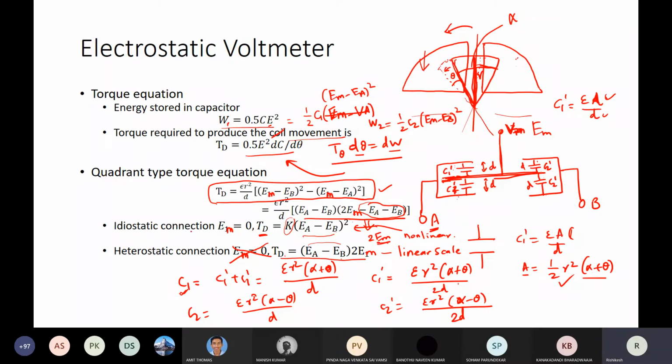The limitation associated with idiostatic is that the scale is non-linear, because similar to our electrodynamic instrument and moving iron instrument, where the torque is proportional to I square, here it is proportional to V square, that is voltage square. So it is still non-linear. But in the case of heterostatic, due to use of external power supply, we analyze, and based on the analysis, we come to know that the scale is linear in this case.